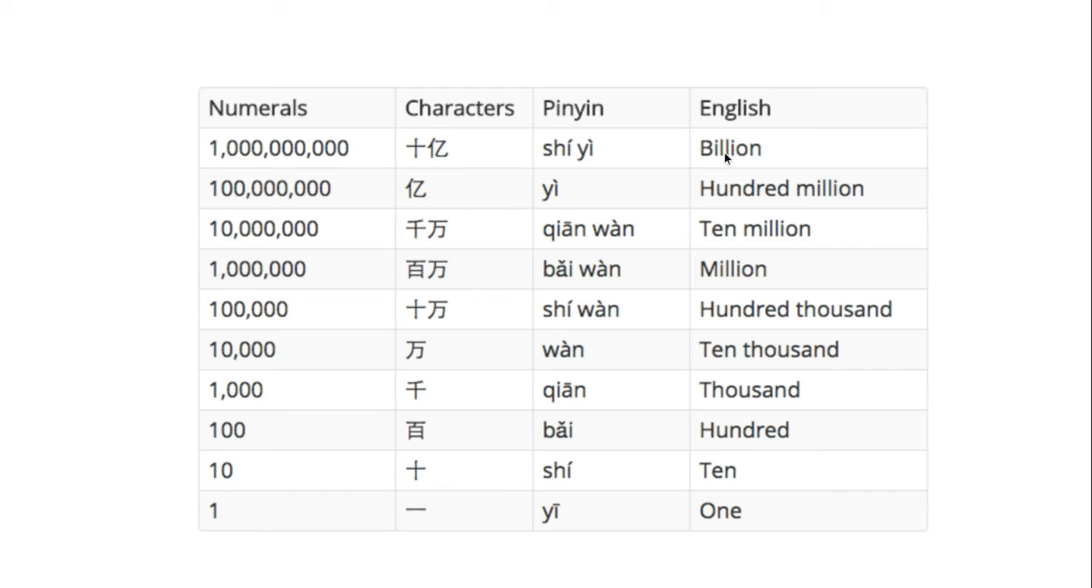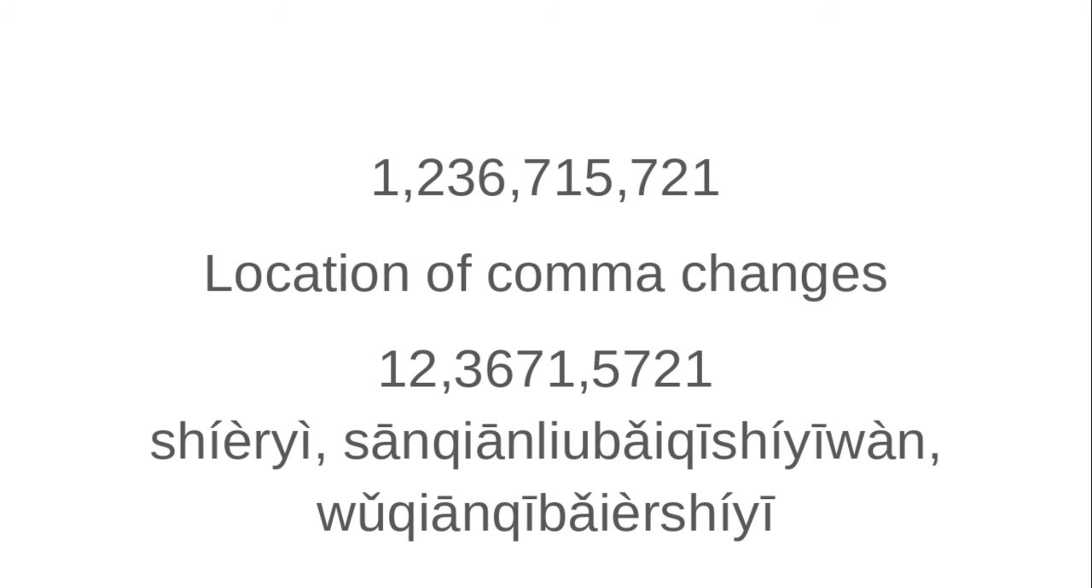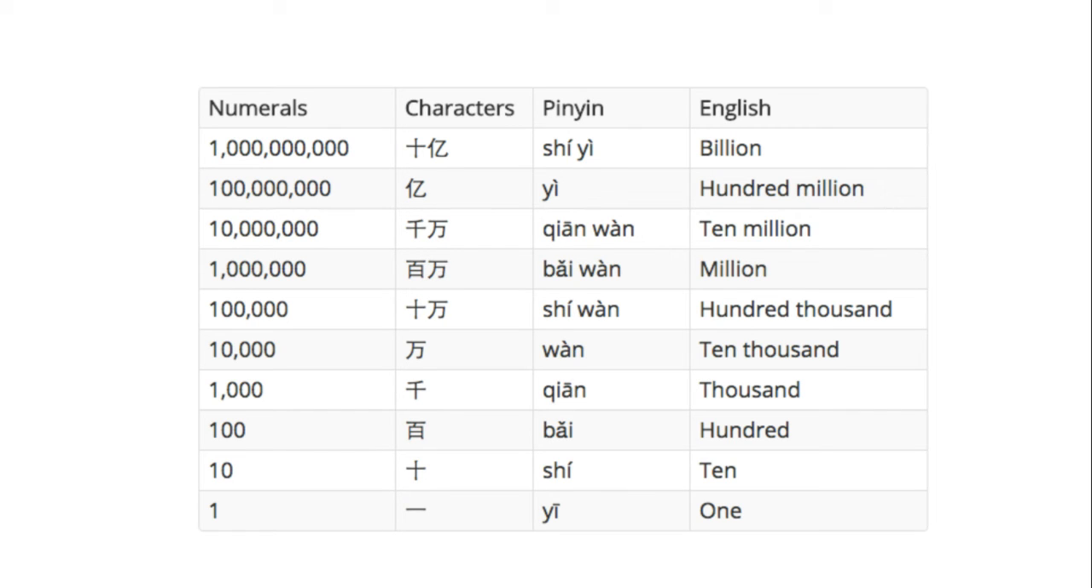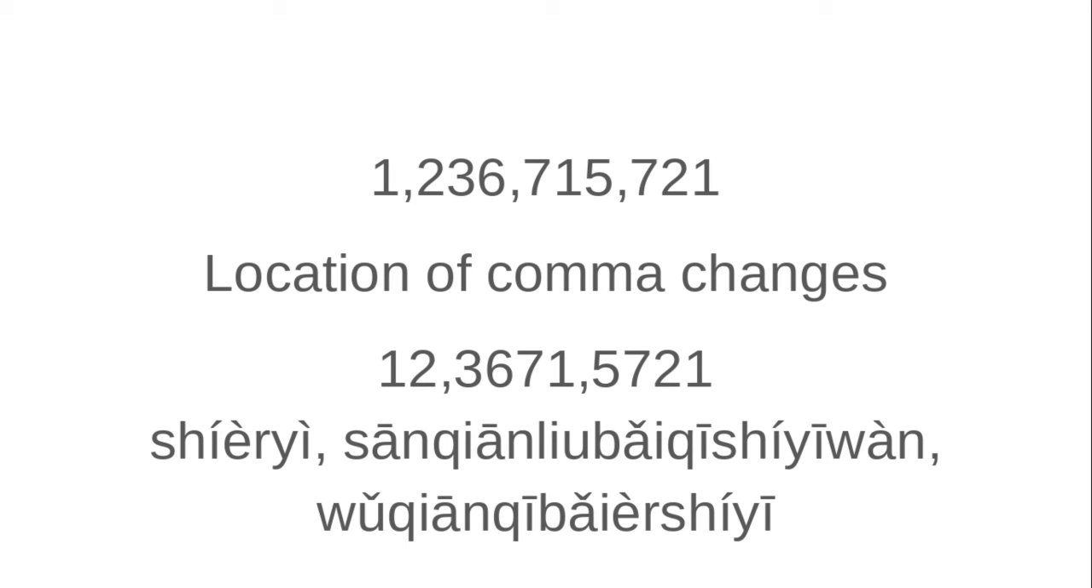So let's do something a little complicated now, for those who felt this lesson was so easy, I hope. Well, in English, when we write this number 1,236,715,721, well, the location of the comma is going to change in Chinese. So I'm going to go back. The first column is the yi column, before the first comma. And then the second column is the 10,000s column. So this is the 100 millions column, and this is the 10,000s column.